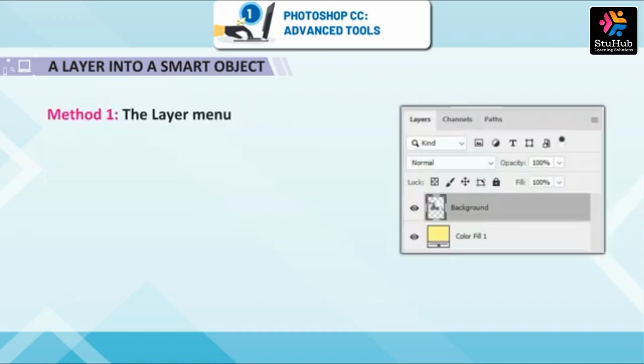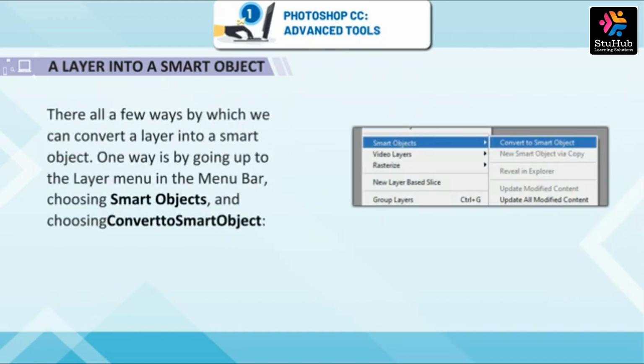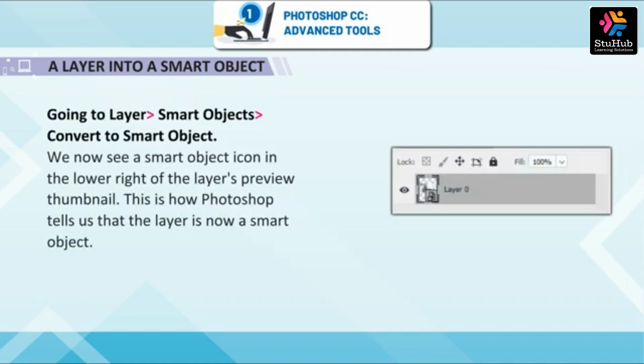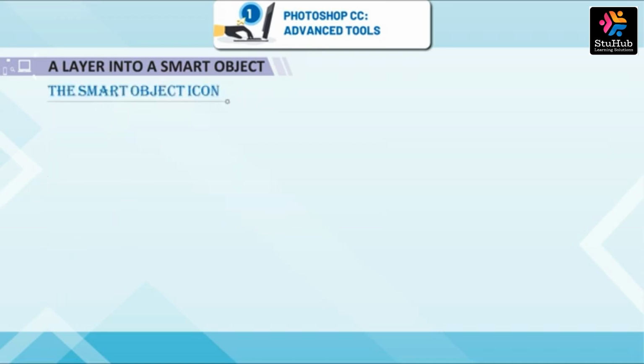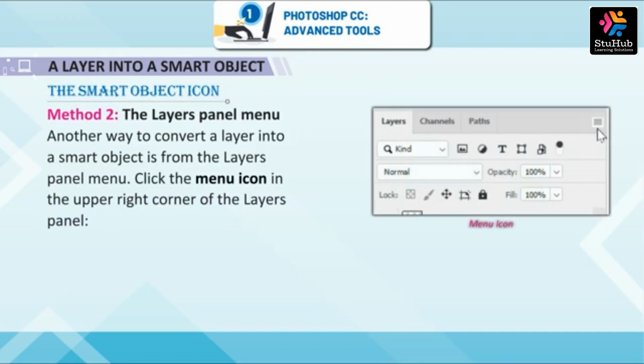Method 1. The Layer menu. There are a few ways by which we can convert a layer into a smart object. One way is by going up to the Layer menu in the menu bar, choosing Smart Objects and choosing Convert to Smart Object. We now see a Smart Object icon in the lower right of the layer's preview thumbnail. This is how Photoshop tells us that the layer is now a smart object.